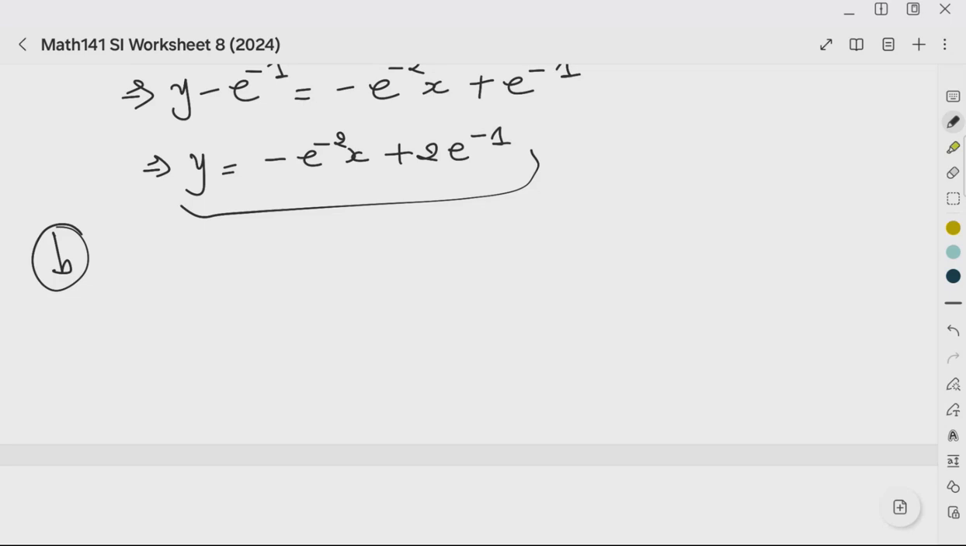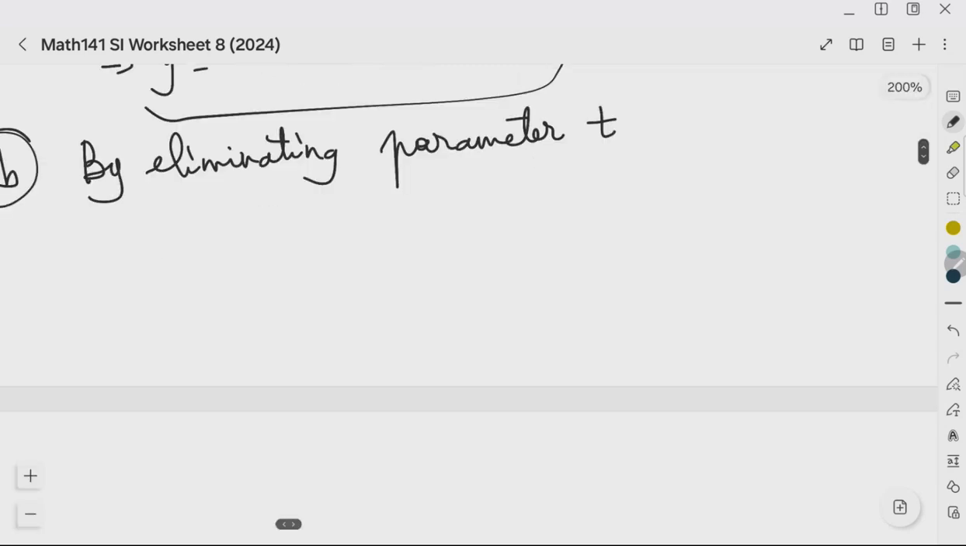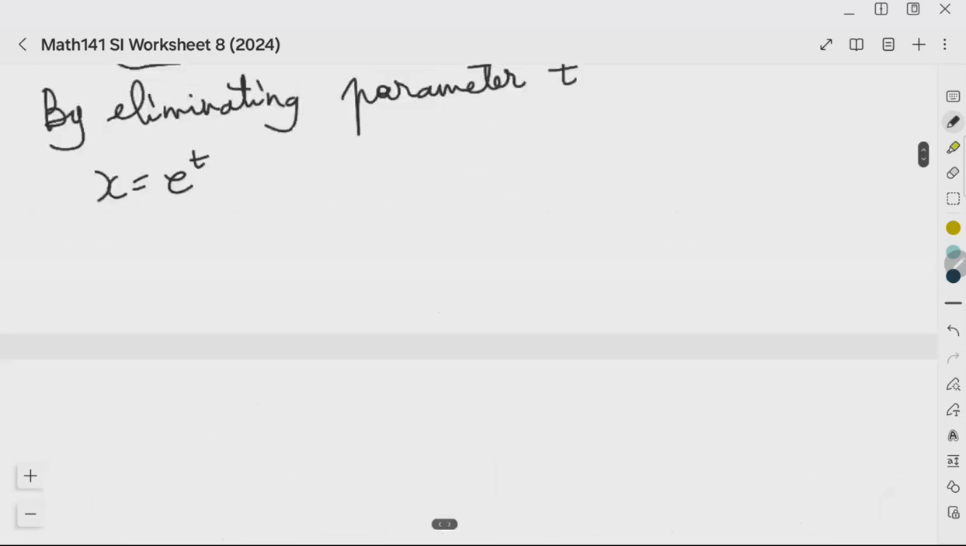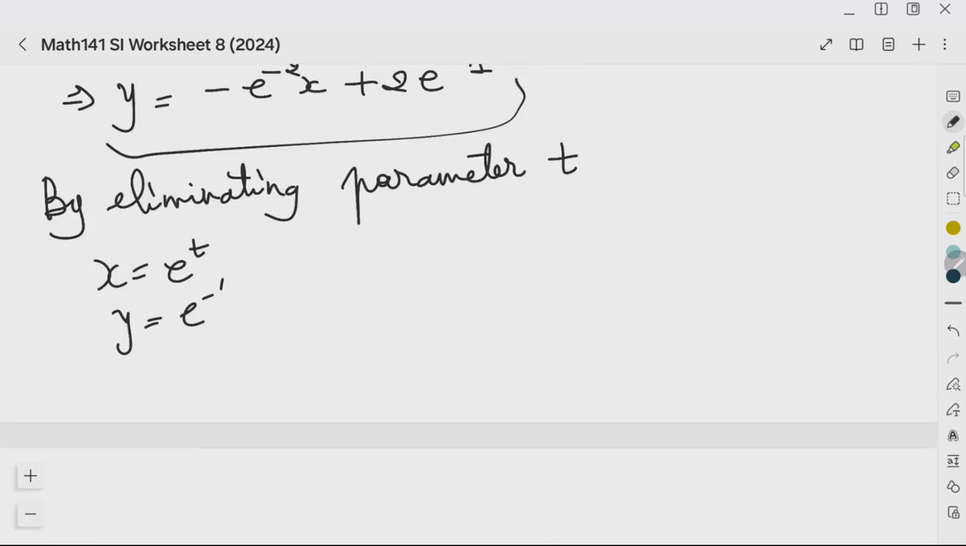So then, by eliminating the parameter, how do we do it? By eliminating parameter t. So to do that, we know if x is equal to e to the t, right, which is what we're given, and y is equal to e to the minus t, you know that this is just the same as 1 over e to the t, right? And we know that e to the t is x, so this is the same as 1 over x.